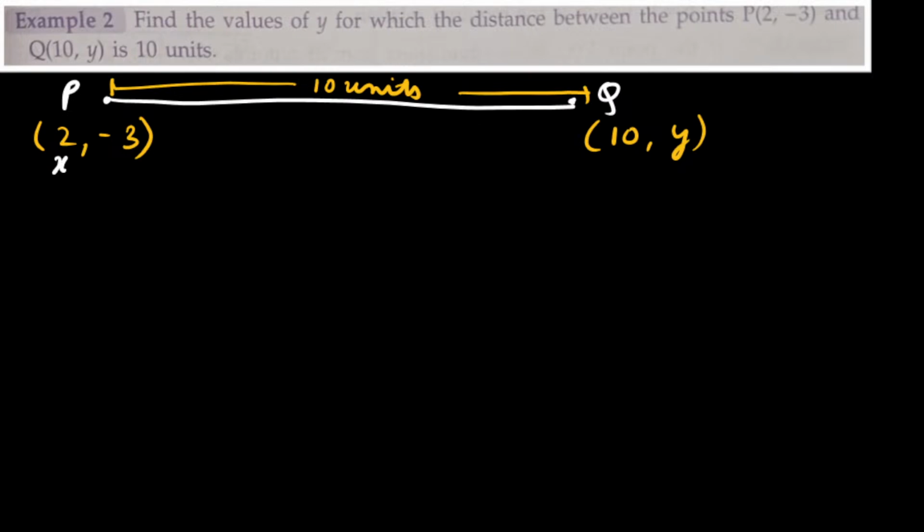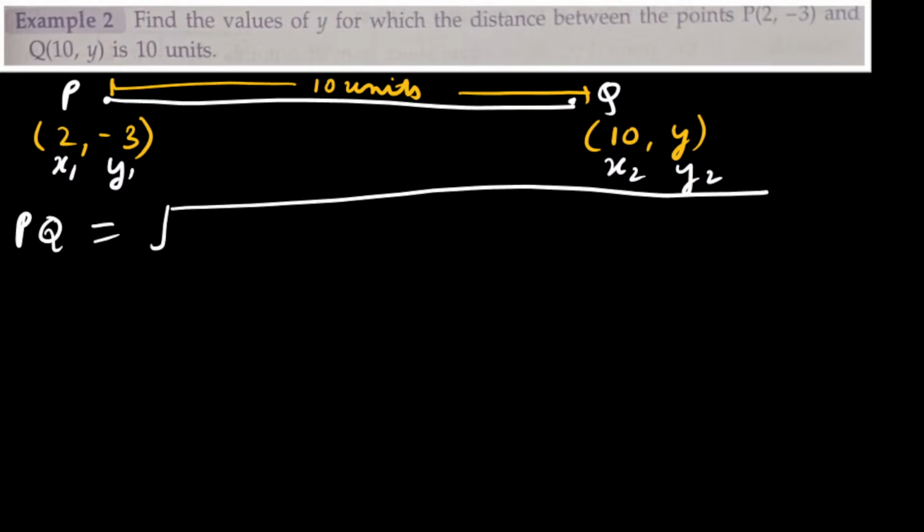For my understanding, I'll write this as x1 and y1, and this as x2 and y2. If you write this, there is 0% chance of mistake. So for the PQ distance, since the distance and coordinates are given, we have to make use of the distance formula: square root of x2 minus x1 whole square plus y2 minus y1 whole square. This type of question we did in MCQs also. PQ is given to us as 10 units.